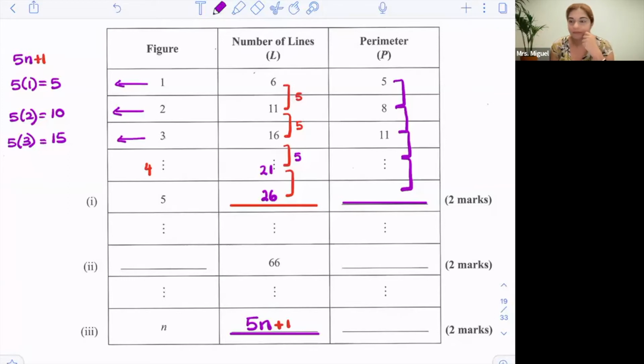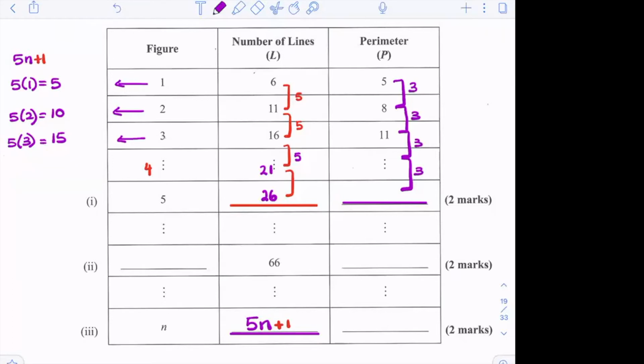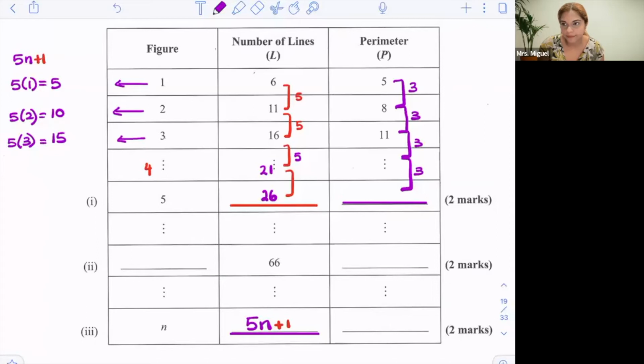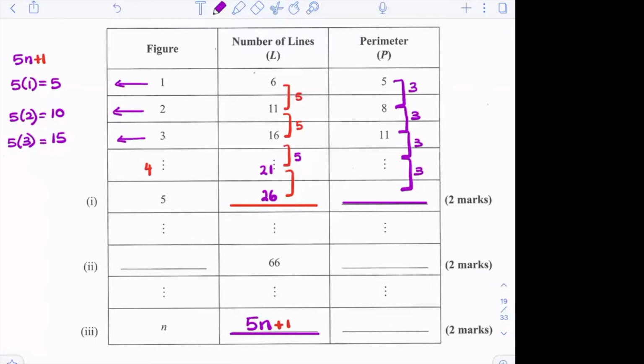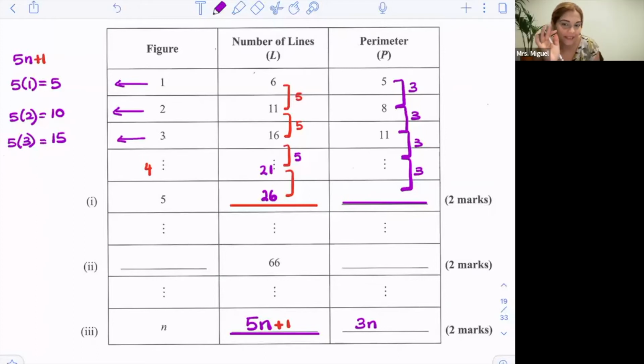All right. How much do I add from one term to the next? 3. So a quick question: what will my formula start with then? 3n. Not 5n, not 10n, not 6n. 3n. Why? Because I am adding 3.